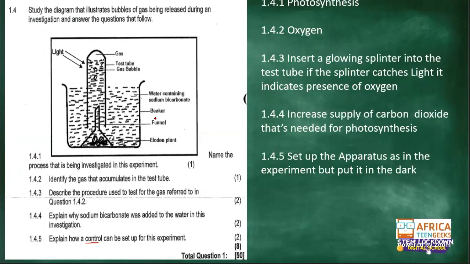Another way would be, probably not as effective, to remove the sodium bicarbonate, even though the plant would probably still produce a certain amount of oxygen. That wouldn't fully control this experiment, because the plant might already have certain portions of carbon dioxide, which will be released as oxygen. So that wouldn't be complete. The most effective way to test this is to remove the light element, set it up exactly as it is, but put it in the dark and see what happens.